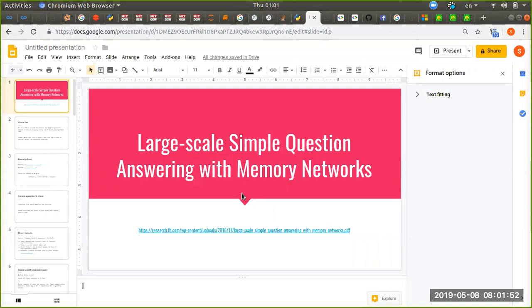So I'm going to present this paper made by Facebook at the end of 2016. It's about large-scale question answering. Here they limit themselves to answering simple questions, which I'll elaborate on a little bit later. And they use the memory networks framework for this.